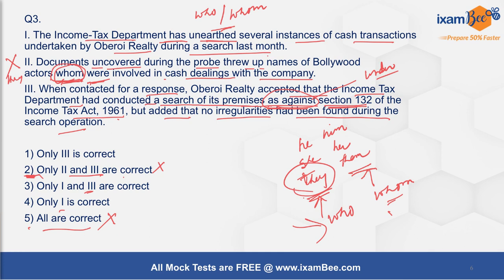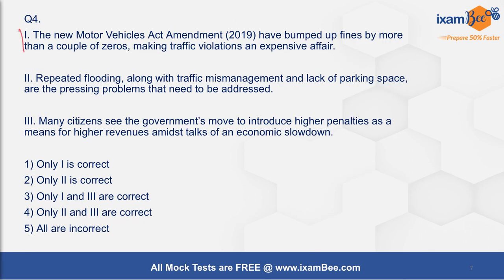Right. So here 3 is also, 2 and 3 are incorrect. So option number 2 is your correct answer. Next question. Here, the first sentence is: the new Motor Vehicles Act Amendment 2019 have. Now, I need not read the whole sentence, because I can make out that here the subject is singular. The new Motor Vehicles Act Amendment. It is talking about the amendment, not the vehicles, right? So it is singular, so it should be has.